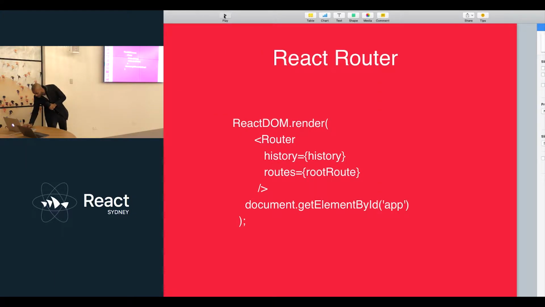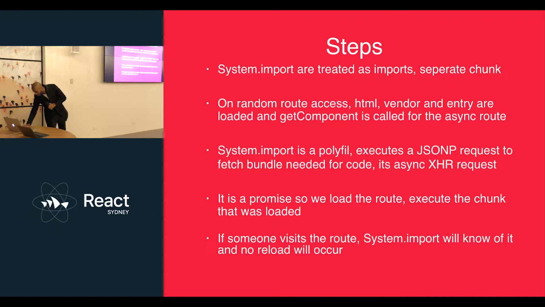Now let's go back to this. I'll go a little quick. All right, now what's happening? System.import calls are treated as imports to separate chunks. Now, if we, like I said, access a random route, it goes ahead and loads that, which calls getComponent, which is asynchronous. And once it calls that asynchronous route, system.import is a polyfill, so it executes a JSONP request.